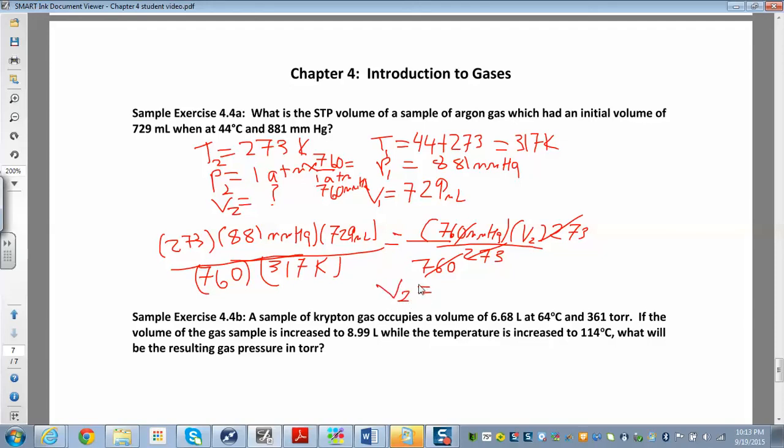So V2 ends up being 728 milliliters. So work that out and make sure you get the same number.